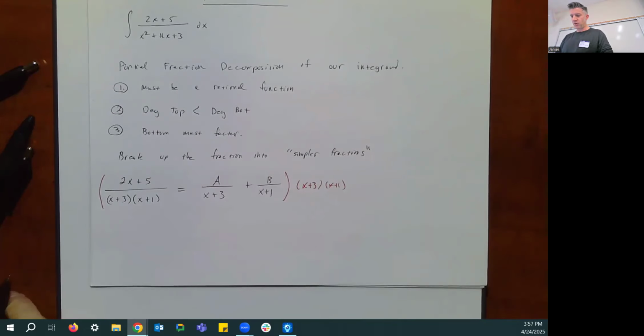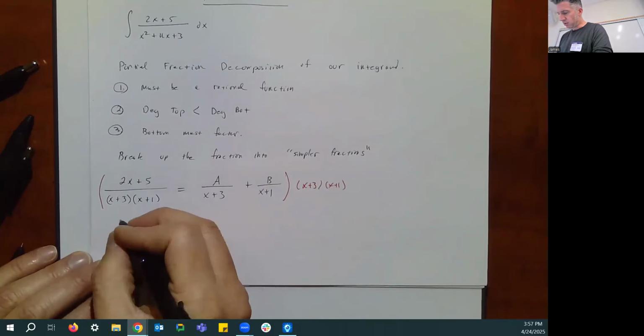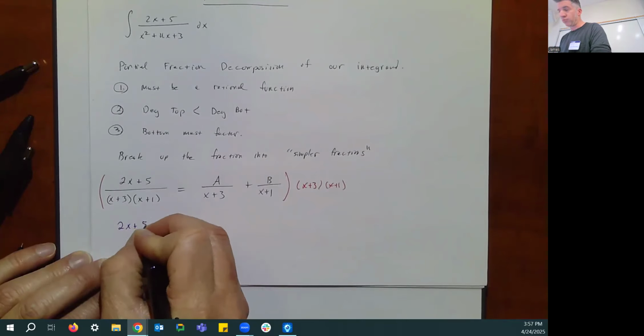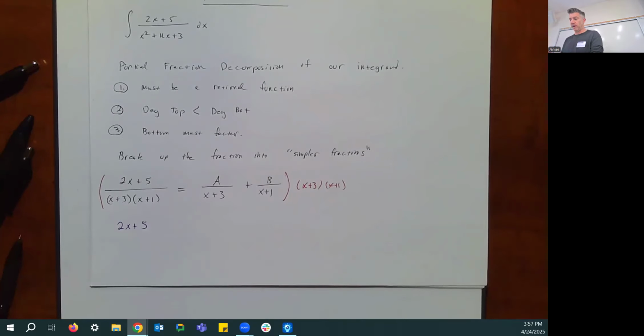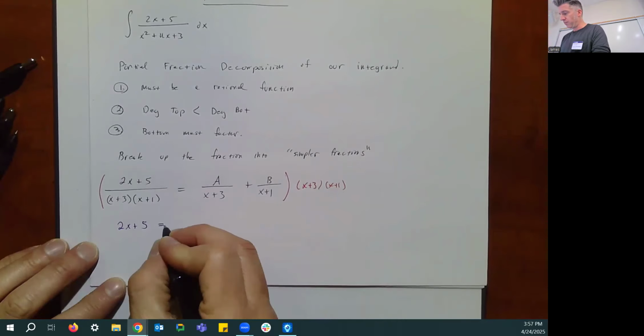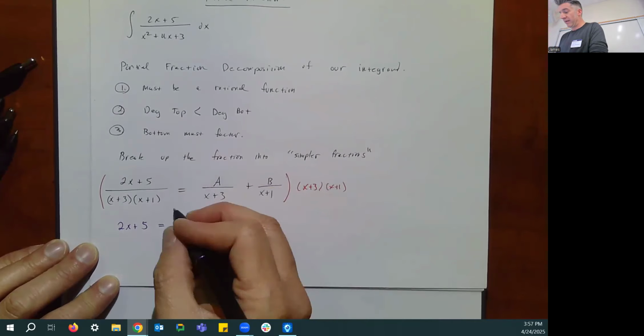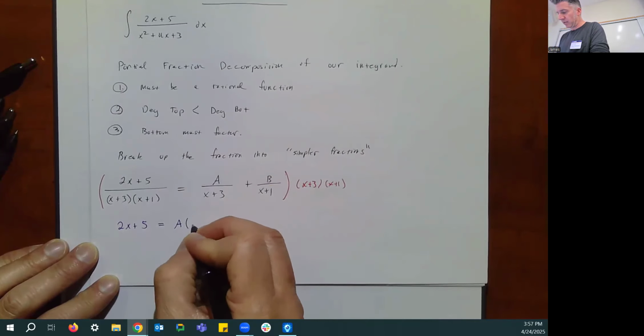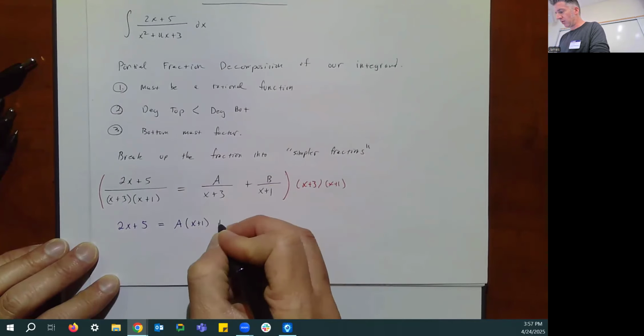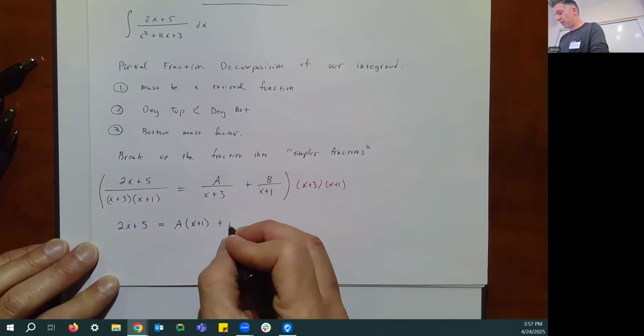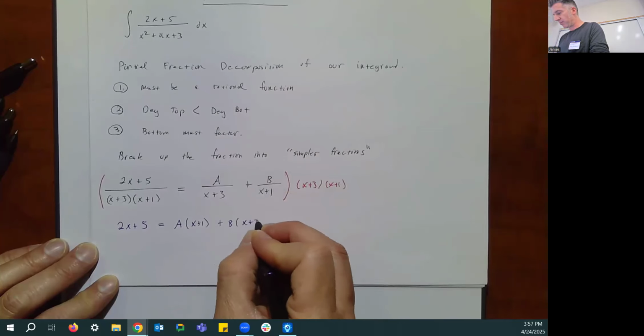So then I'm left with the equation, whatever the numerator was on the left, in this case 2x plus 5, equal to, when you multiply x plus 3 times x plus 1 by the first fraction, the x plus 3's cancel, and you get a times x plus 1. Similarly, when you multiply by this second part, you get b times x plus 3.